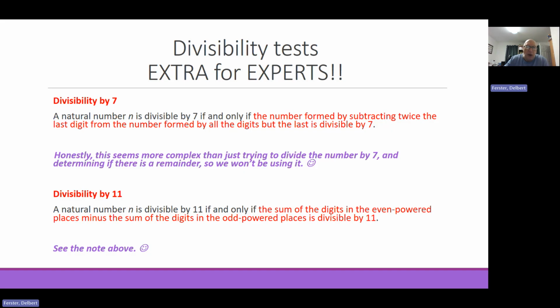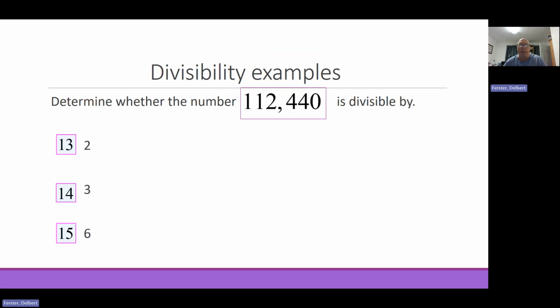Okay. So we've got a big old number in the box. It's 112,440. And we're supposed to try to figure out, is it divisible by 2? Well, you know what? It ends in an even number. So it is divisible by 2. So that one you already were good to go. You didn't need much help.